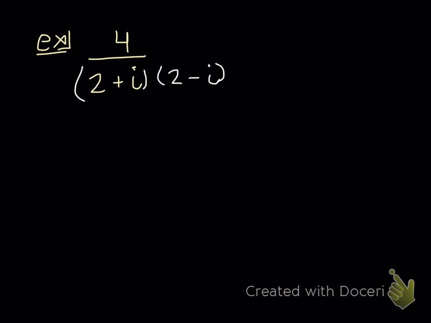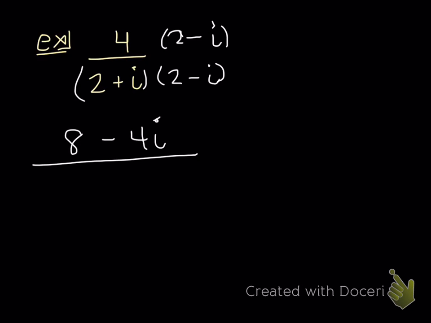And we know whatever we do to the bottom of the fraction, I have to do to the top of the fraction. So in the top of the fraction, I would distribute, and I'll have 4 times 2, which is 8, minus 4i. In the bottom, we have to FOIL. If you box, this is where you would box. So 2 times 2 is 4, and then I'll have minus 2i, and I'll have plus 2i, and then I'll have minus i squared.